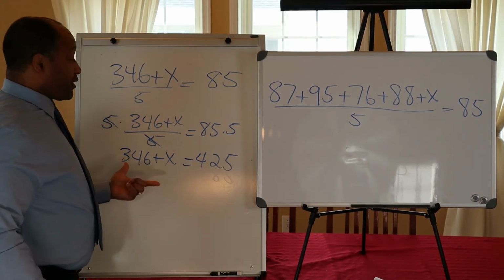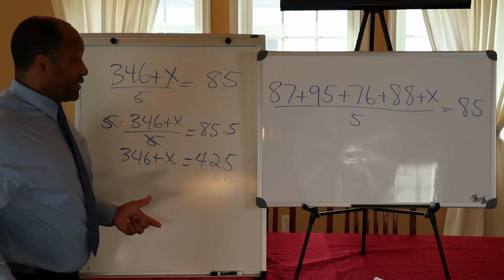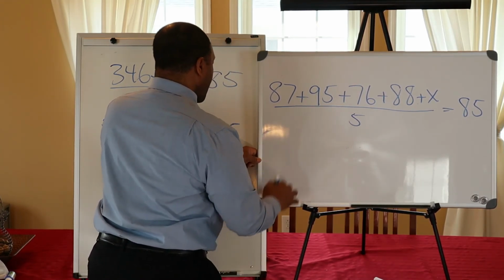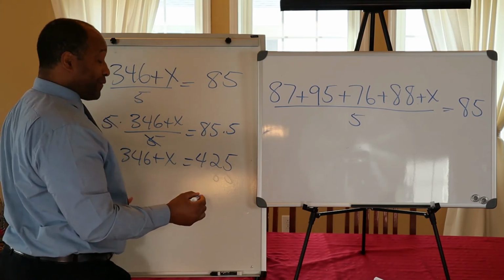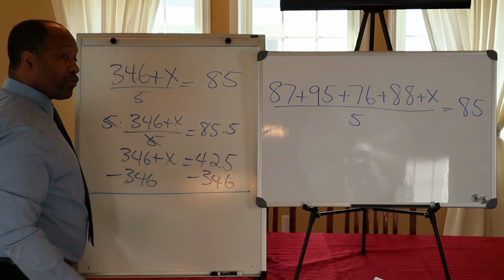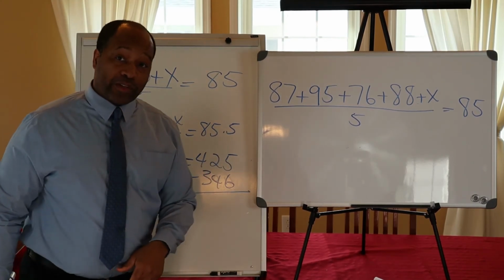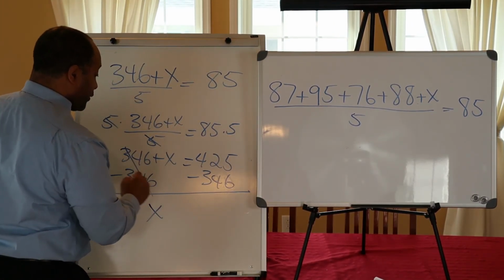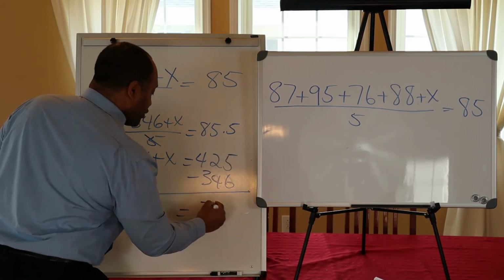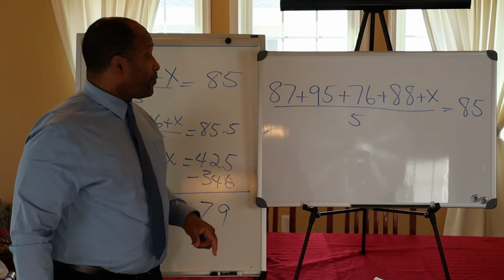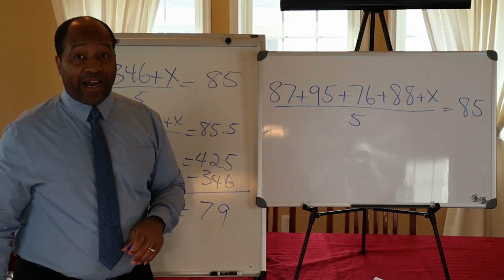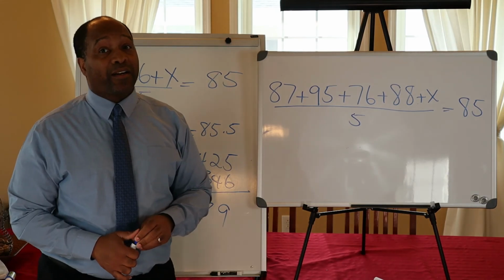Then we have to continue our algebra because we still don't know our answer. So to make it nice and clear, if I have 346 plus x equals 425, I want to subtract 346 from both sides. Remember this from elementary school and junior high: whatever you do to one side, you have to do to the other. You're left with x because the 346 cancels out. When you take 425 minus 346, that gives you 79. So our missing grade, in a class of 87, 95, 76, 88, the x would be 79. And divided by 5, it gives you a class mean of 85.